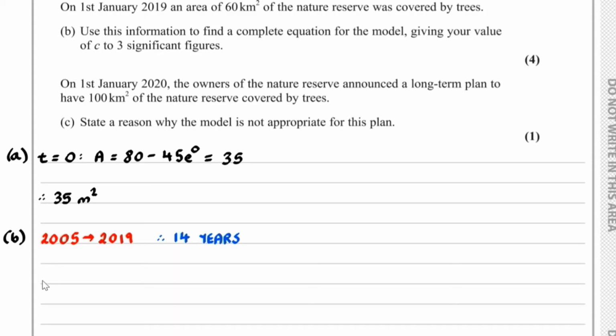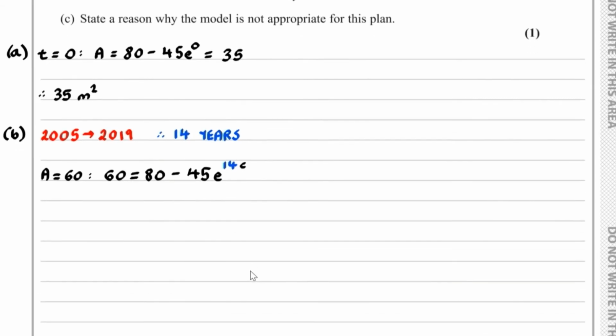And knowing that A is equal to 60, we have 60 equals 80 minus 45 e to the power of 14c. And what we need to do is find out what c is. If we rearrange, 45 e to the power of 14c is equal to 20.